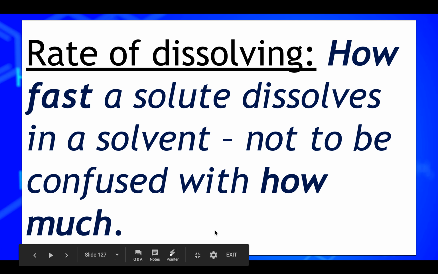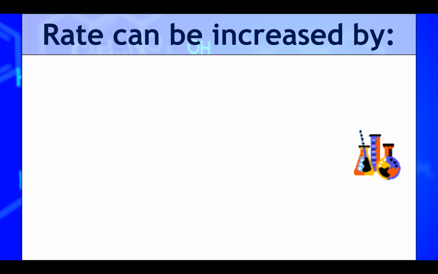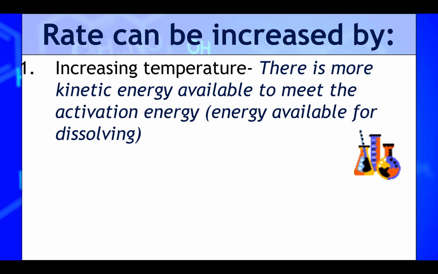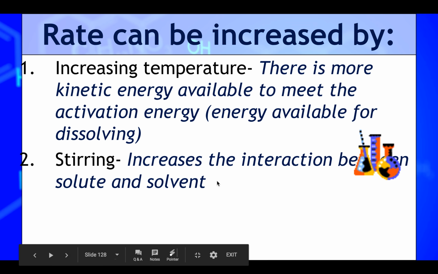Rate of dissolving. How fast a solute dissolves in a solvent shouldn't be confused with how much will dissolve. Some things will dissolve at a fast rate, but not very much of them will dissolve in the solvent. Rates can be increased by, first, increasing the temperature. If we increase the temperature, there's going to be more kinetic energy available to meet activation energy, which is basically the energy available for dissolving. We could also stir the substance, increasing the interaction between the solute and the solvent. We're going to move things around faster.